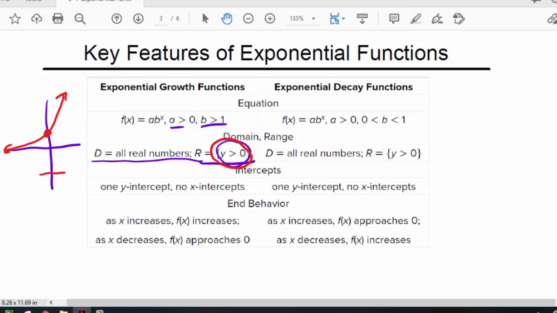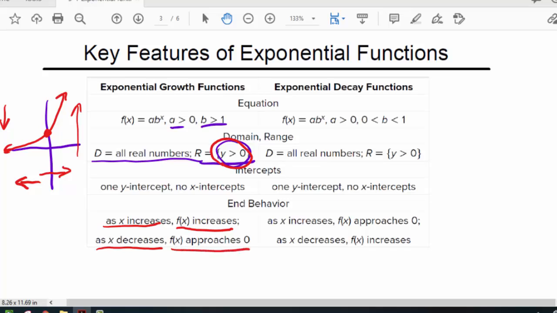As x increases, so as x goes this way, f of x, which is the output, is going up. So as x increases, f of x increases. As x decreases, so as x goes in this direction, the y values are coming down, but they're not going down forever. Remember, they're approaching the x-axis, which is a value of 0. So as x decreases, f of x approaches 0.